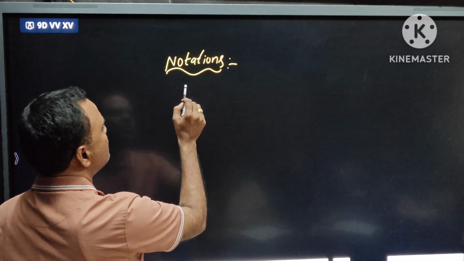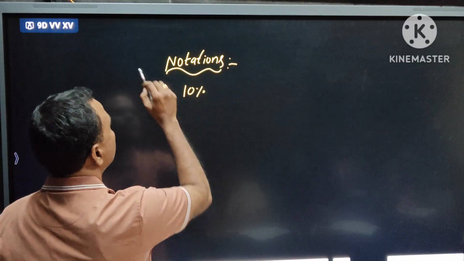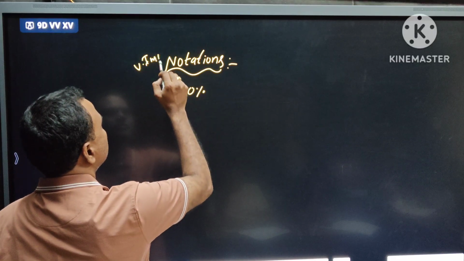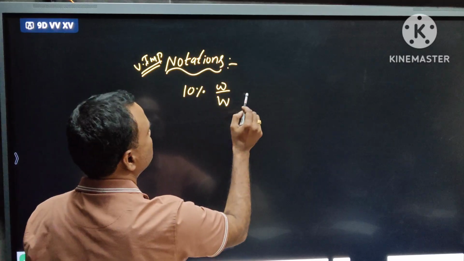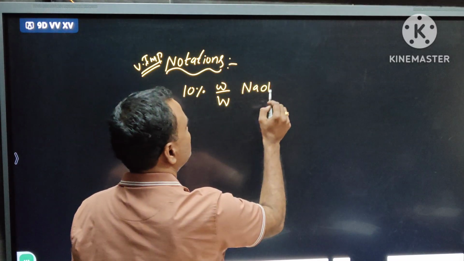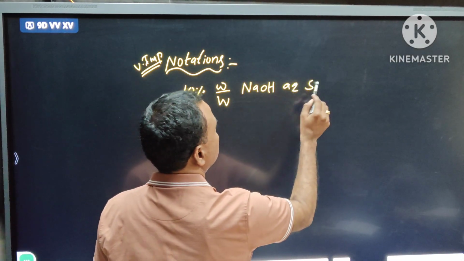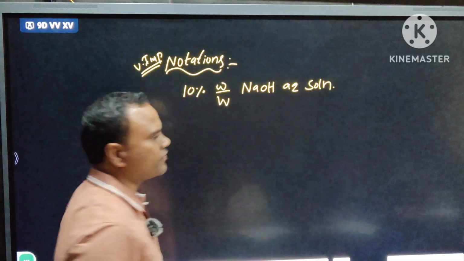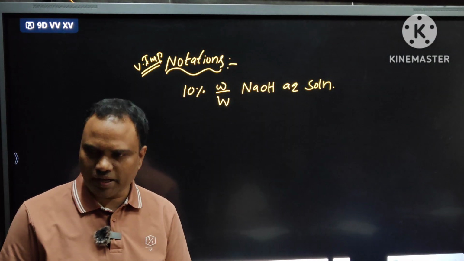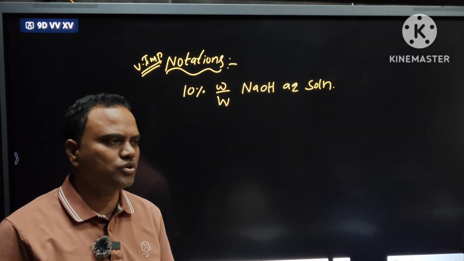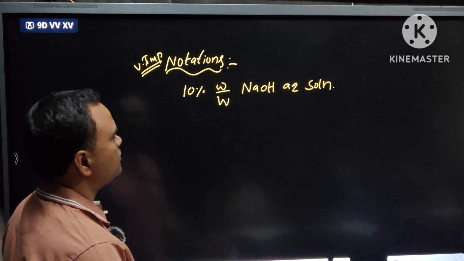Notations. 10%. Keep the symbol important. 10% W by W NaOH aqueous solution. So we have to write the data for this notation. See the meaning for this notation.